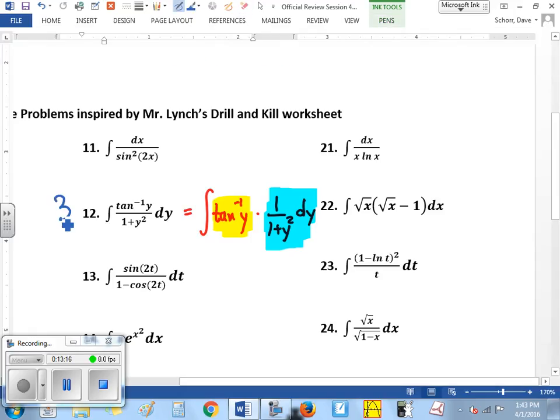Okay, next is, that one looks sort of like another one we did, but I think it's actually easier. It's a little bit easier than number 9.